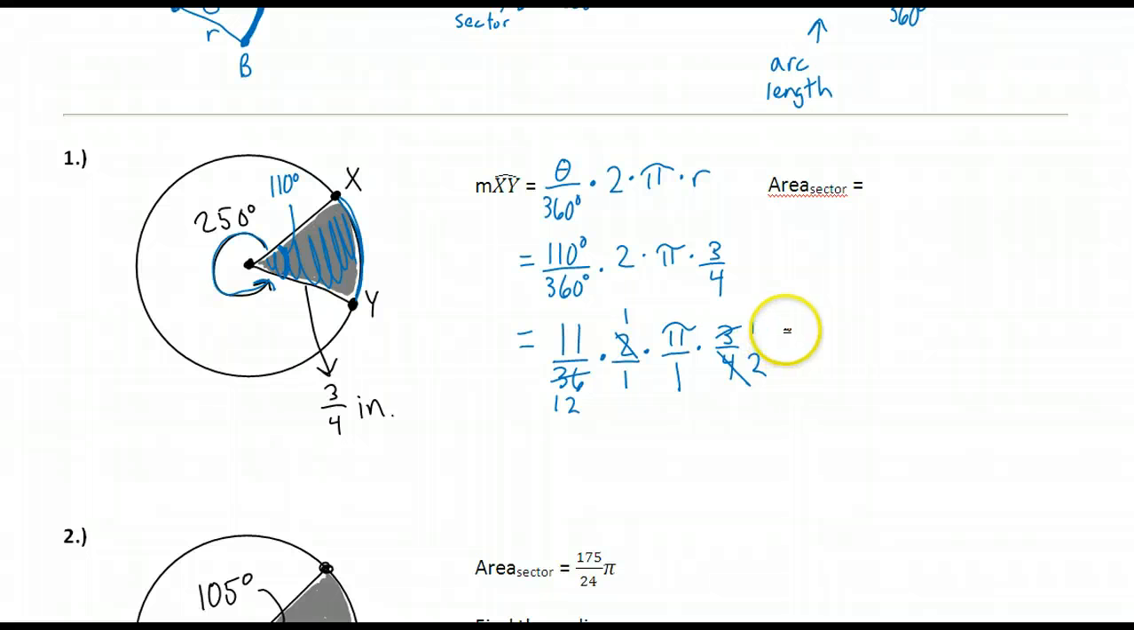Now I can multiply my numerators all the way across. 11 times 1 times pi times 1 is 11 pi, all over 12 times 1 times 1 times 2 is 24. So the length of arc xy is going to be 11 pi divided by 24 inches.